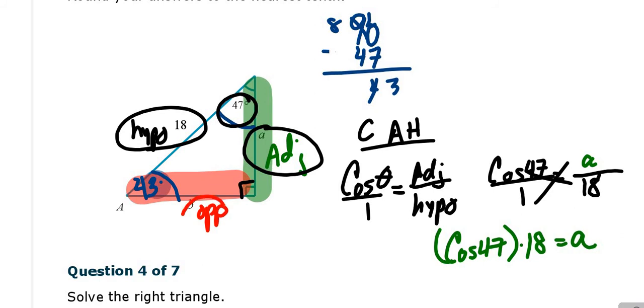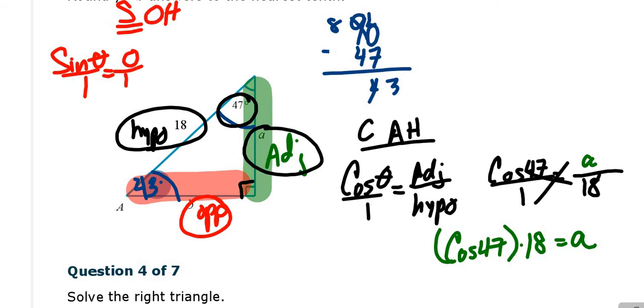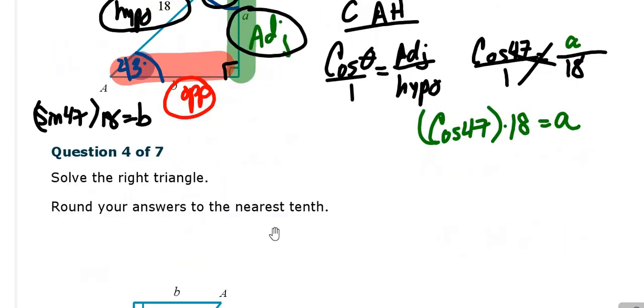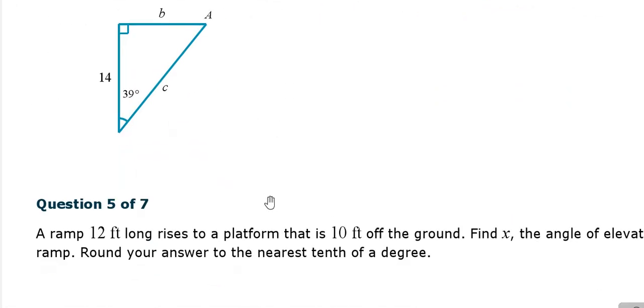To get b, that's an opposite and a hypo, OH. That goes with sine. So it would be sine of theta over 1, opposite over hypo. Sine 47 over 1 equals opposite, which would be b, over hypo, which is 18. Cross multiply. Sine 47 times 18 would equal b. Use the Alex calculator. This one is the exact same thing.